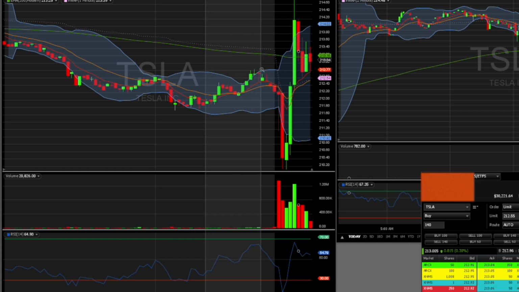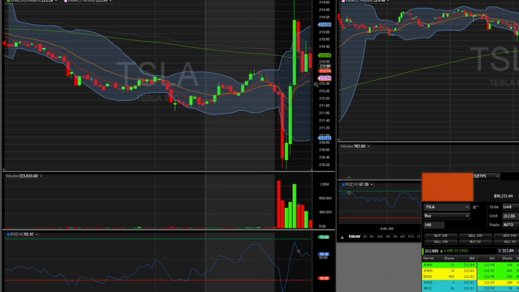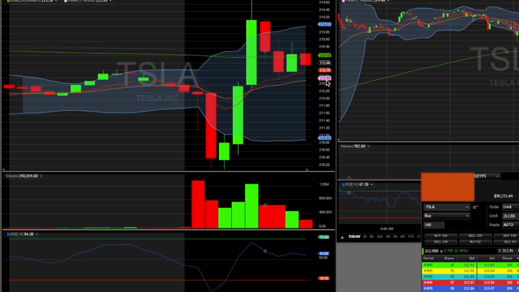If Tesla cannot hold this VWAP, which is 212.55, this is going to be a problem for them. They're going to sell back down to like 211.